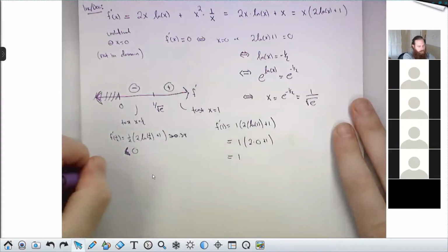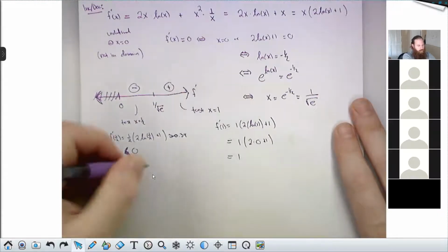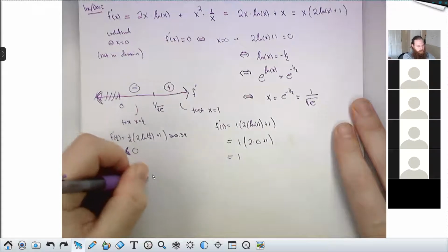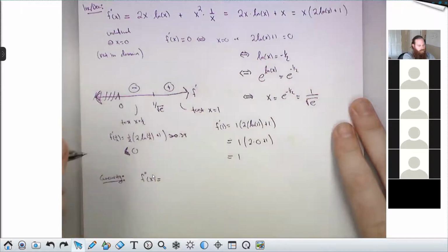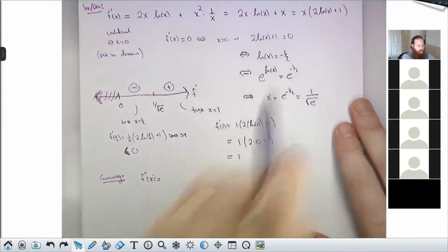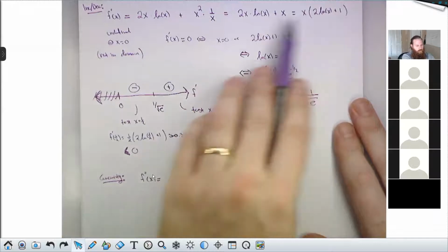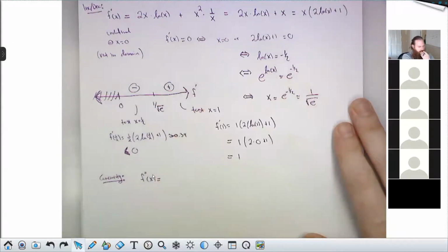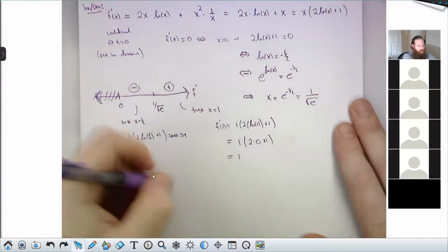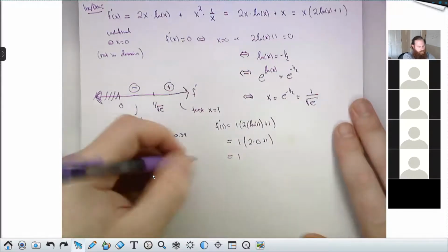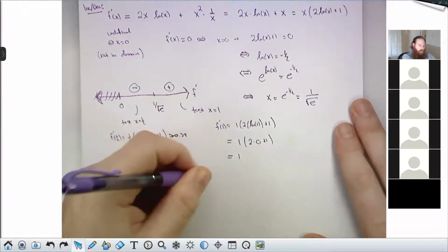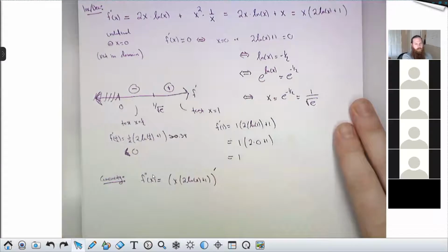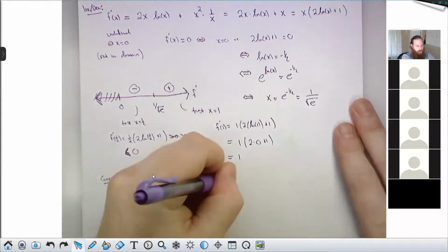Okay, concavity. We need f double prime. To get that, I need to differentiate through this apparatus again. And it's up to you whether you want to differentiate from here or from here. It really doesn't matter. I'll take our final form here. So this is the thing that I need to differentiate. It is going to be a product rule.